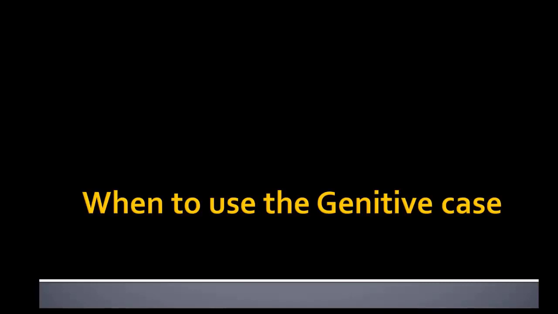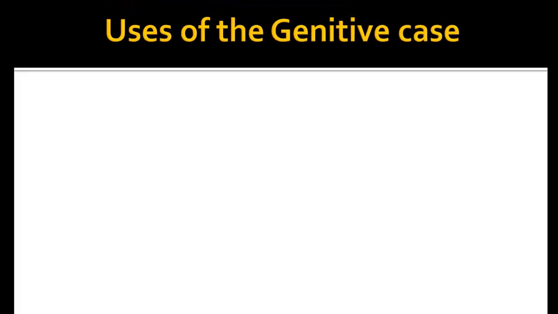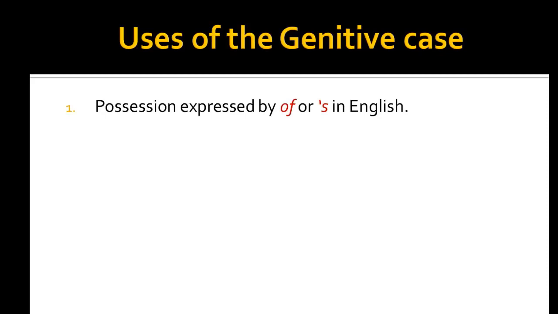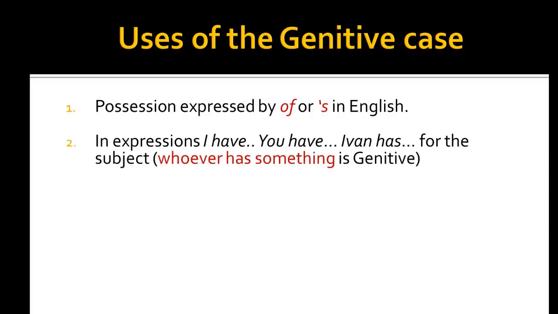In this tutorial, you will learn when to use the genitive case. There are several rules you need to know that will help you remember when you need to use the genitive case in Russian. First, let's list them all at once. You need to use the genitive case when indicating the possession expressed by the preposition of or apostrophe s in English. In expressions I have, you have, Ivan has, the subject, meaning whoever has something, is genitive.